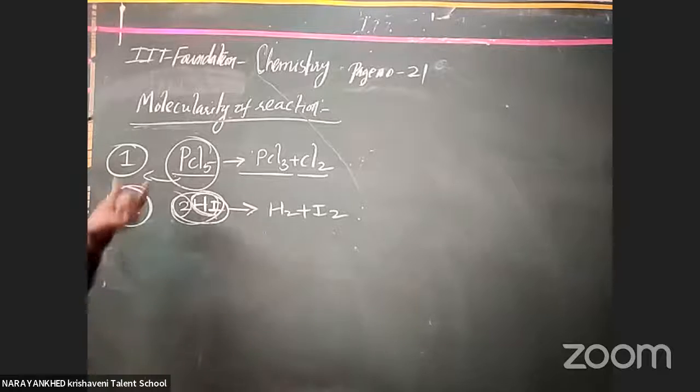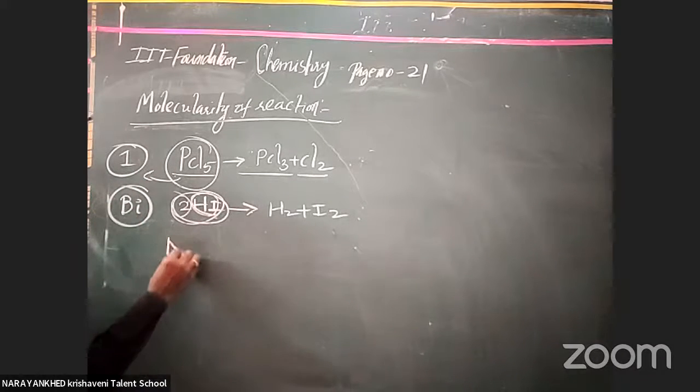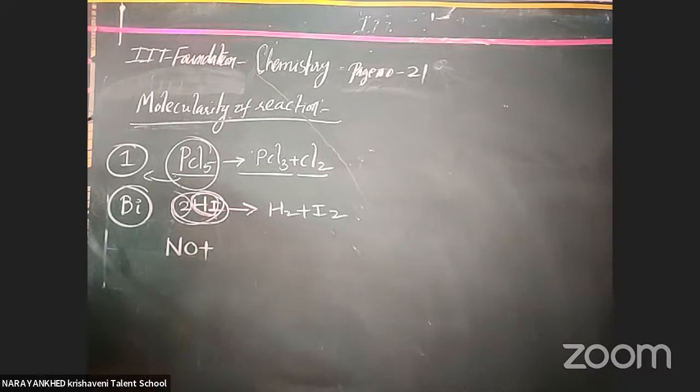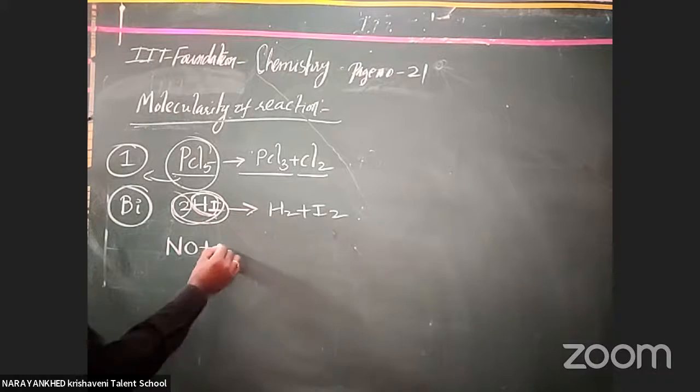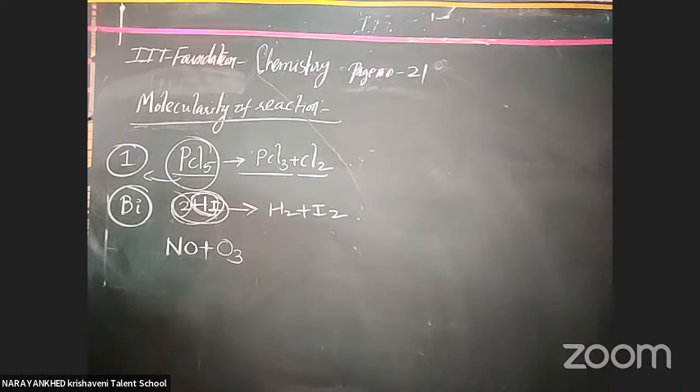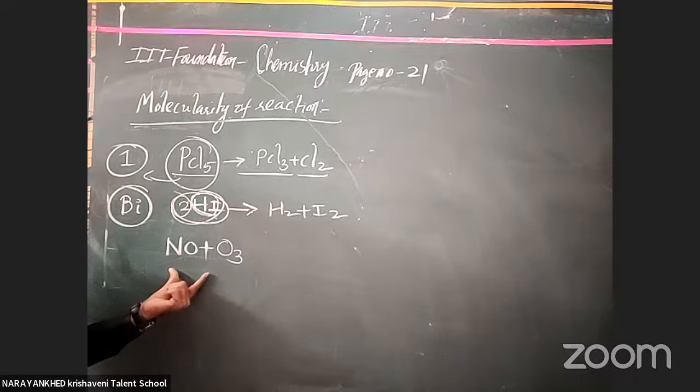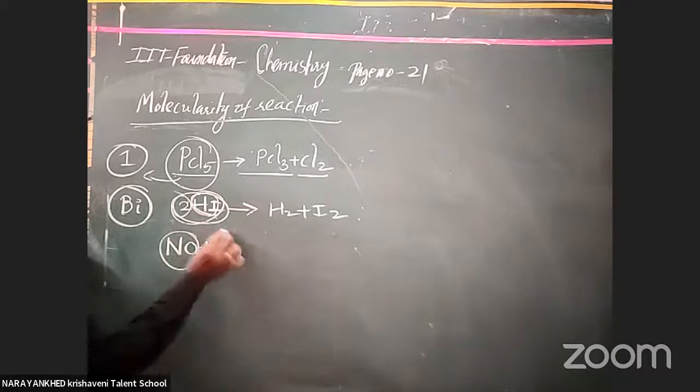This is bimolecular, and the earlier one is unimolecular. Suppose you take nitrous oxide, combined with oxygen. Then is it bimolecular or trimolecular? How many molecules are there here? Only two molecules are there.